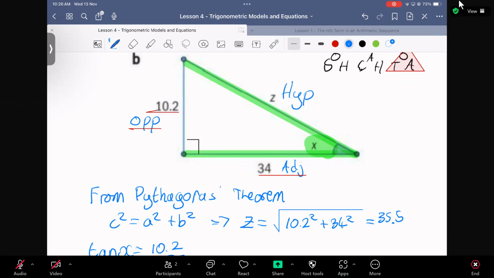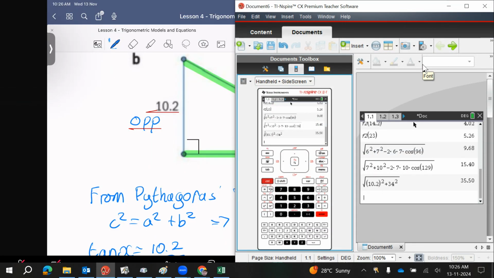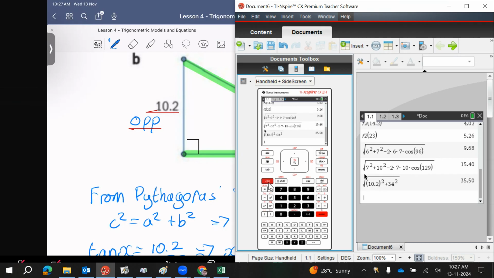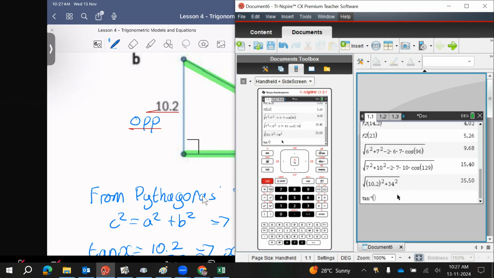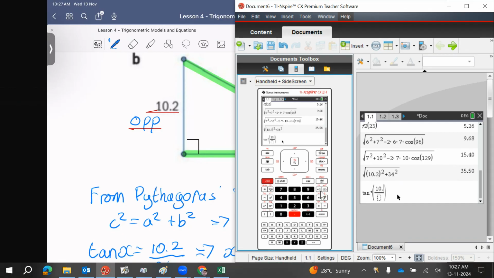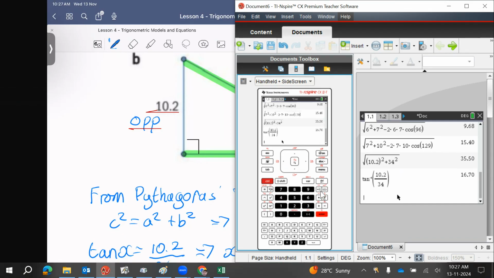So on our calculator, we need to find x using inverse tan of 10.2 over 34. Calculate that: inverse tan of 10.2 over 34, and we should get 16.7.